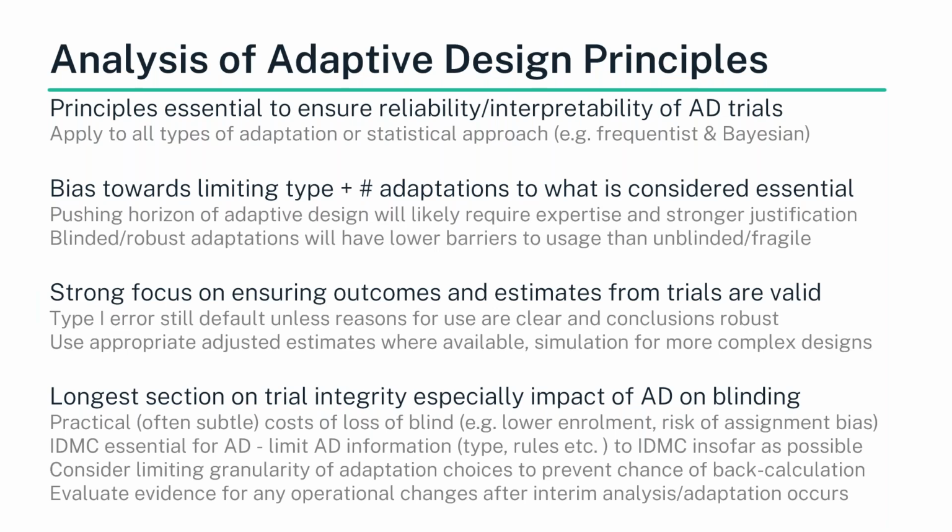And then the longest section is on trial integrity, because this is obviously huge, because basically there's a huge concern that a poorly run adaptive design can easily lead to information leakage that is less likely in a fixed term trial. And so there are often these practical, often subtle costs to the loss of the blind, such as low enrollment when there's a perception that, okay, this trial is going well, let's get on to another clinical trial, or subjects don't want to get recruited to that trial. There's obviously the very high risk of assignment bias, where people are getting assigned to the arm that people think is the good one, or the one that they should be on, quote unquote, rather than the one that they should be randomized onto to ensure that the actual statistical inference is accurate. And so therefore the IDMC is essential for adaptive design.